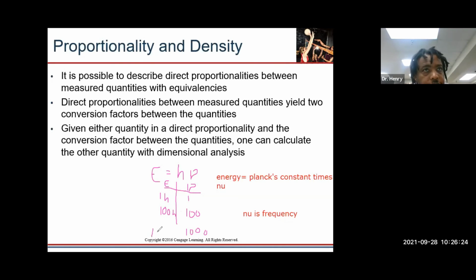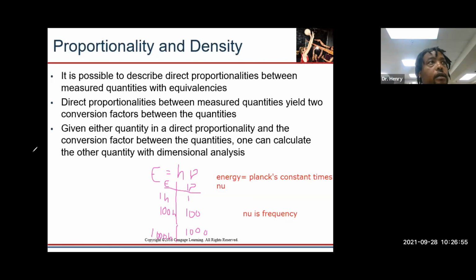And this guy is going to be 1,000H, because H is just going to be a constant. It's a specific number that's never going to be changing. So this shows that energy is directly proportional to nu, or frequency. Energy is directly proportional to the frequency. So as energy goes up, the frequency goes up.